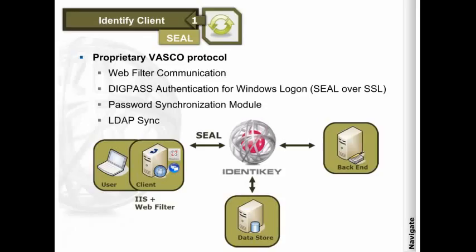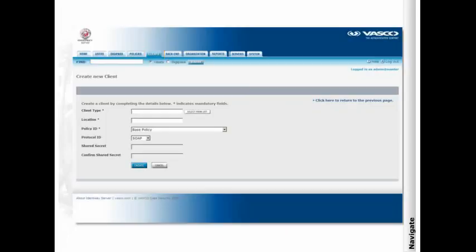Other modules that communicate with the Identikey server using the SEAL protocol are the DigiPass authentication for Windows Logon, the password synchronization module, and LDAP sync. More information about these modules can be found in the online training DigiPass authentication for Windows Logon, Password Synchronization Manager, and LDAP synchronization. Fill in the proper values to create the new client.